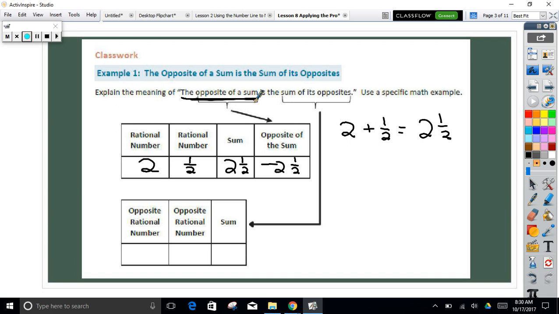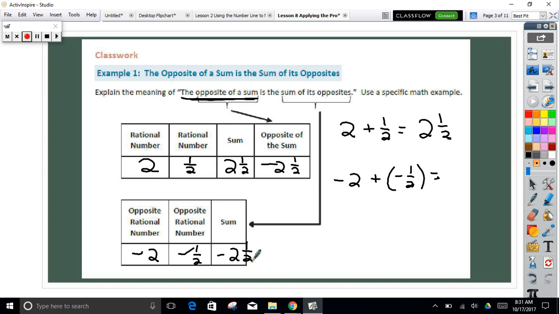Now we're going to take each of the numbers that we started with, and we're going to use their opposites. What's the opposite of 2? Zoe? Negative 2. And what's the opposite of a half? Negative half. If we do negative 2 plus negative half, what do we get? Zoe? Negative 2.5. So this is the opposite of the sum. This one is the sum of the opposites, and they are the same.